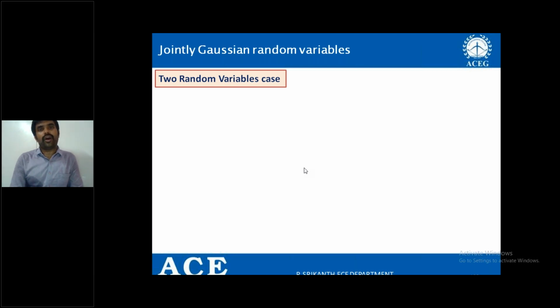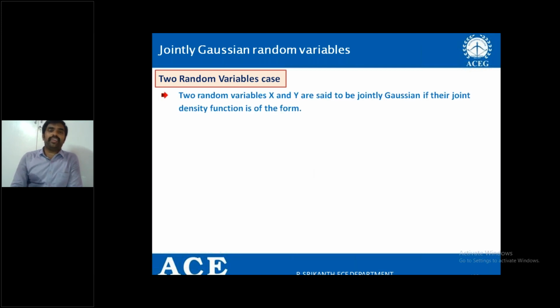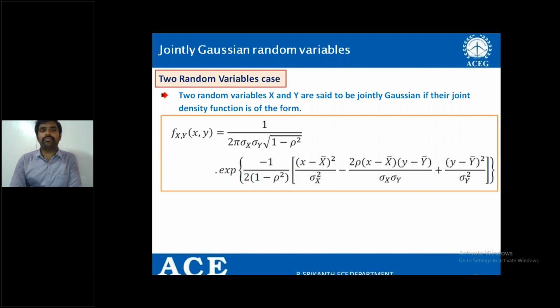Now let us see how to define this for two random variables, say x and y, right? When can I say the two random variables x and y are jointly Gaussian? Two random variables x and y are said to be jointly Gaussian if their joint density function is of the following form. What is the density function here? The jointly Gaussian density, a very important expression.